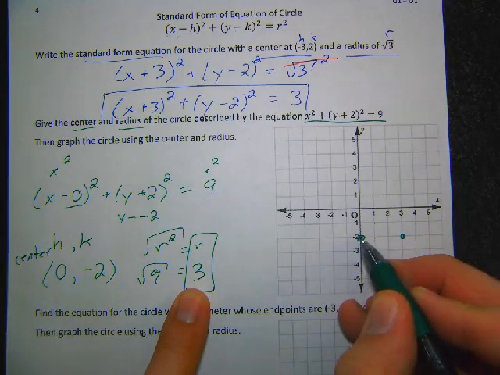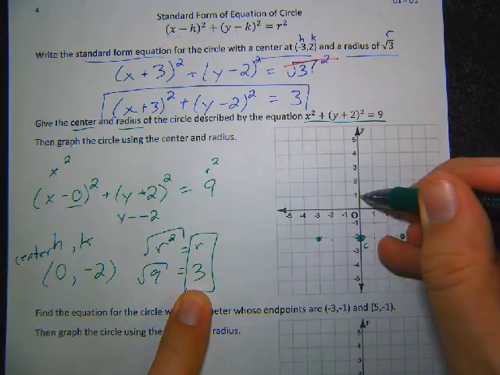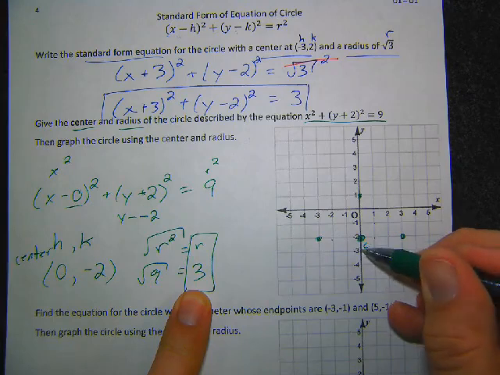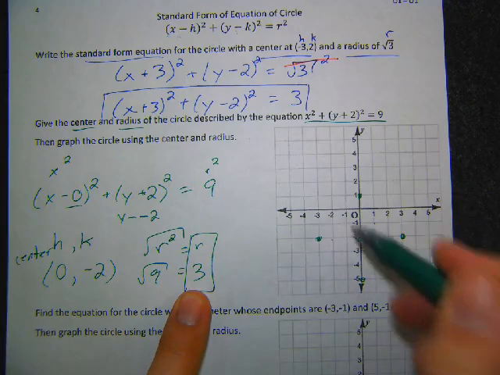I can go the other way. I can go left, 1, 2, 3. There could be a point right there. Go up, there's a point, 1, 2, 3. There's a point right there. Go down, 1, 2, 3. There's a point right there. So that gives me 4 points to graph. So I know the circle is going to go through those 4 points.